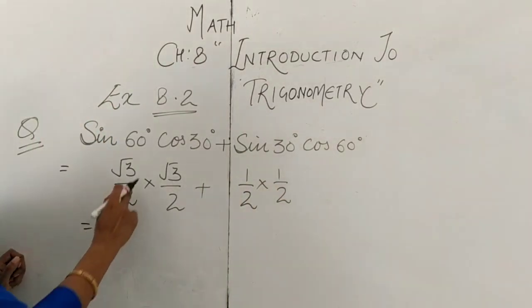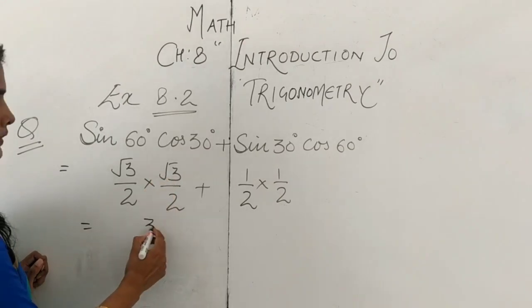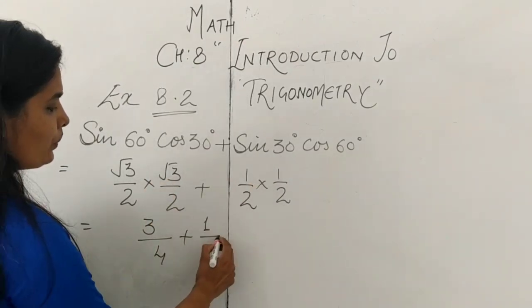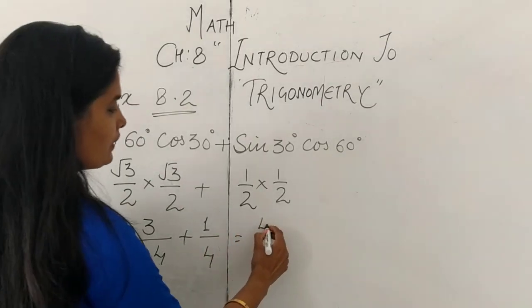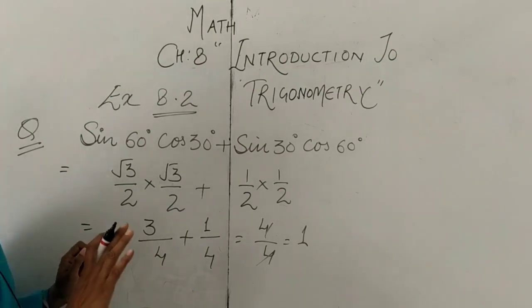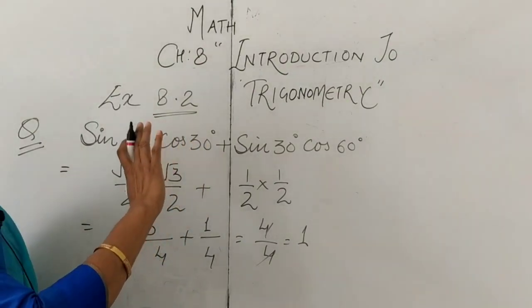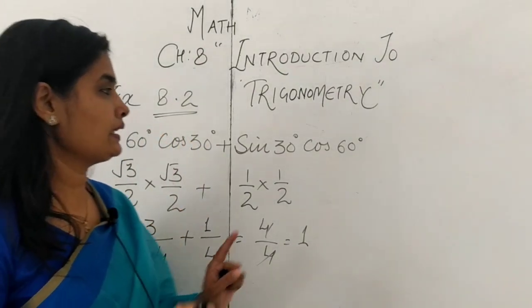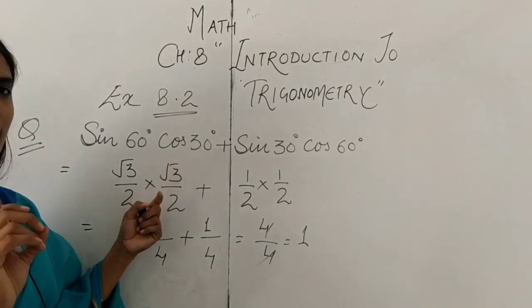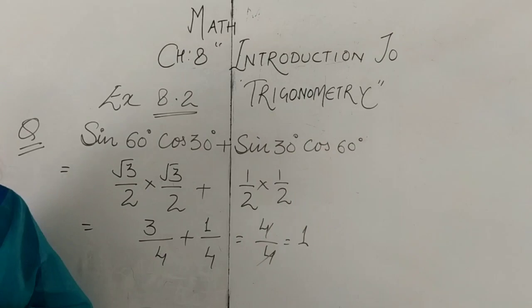Clear? Now √3 into √3 will be 3 and 2 2s are 4, plus 1 upon 4, and after solving it the answer will become 1. Clear? It means you simply have to learn all the values. Okay, I have already explained how you have to draw the table. So before solving this, you have to make the table first of all. Fine?